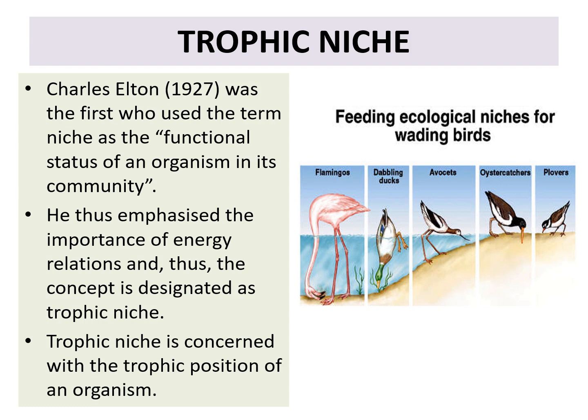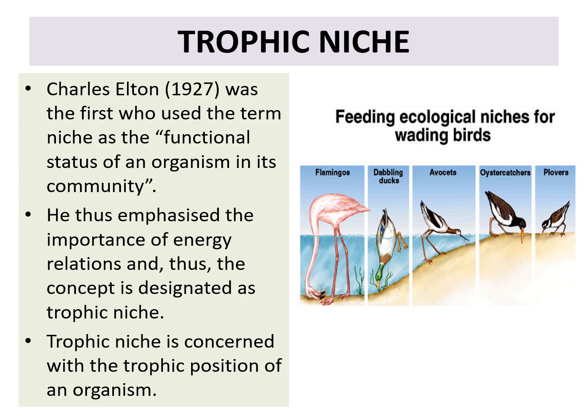Trophic niche is concerned with the trophic position of the organism. In this picture, we can see the feeding ecological niche for wading birds. Some, for example flamingos, consume food from the base. The dabbling ducks consume food from the slope.